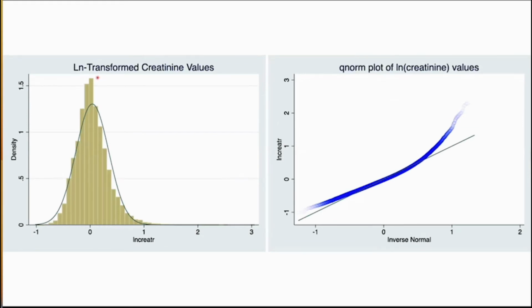If we log transform the creatinine values, which is what's shown here, then we get a more normal distribution, and that's shown by this so-called QQ plot. It's not ideal. If it was absolutely normal, all those points would fall along this black line here, but it's reasonable, and the statistical methods are reasonably robust to this kind of deviation from complete normality.